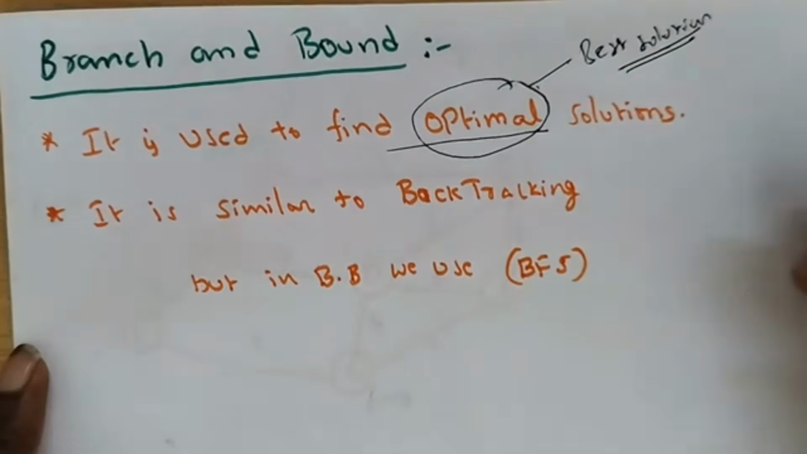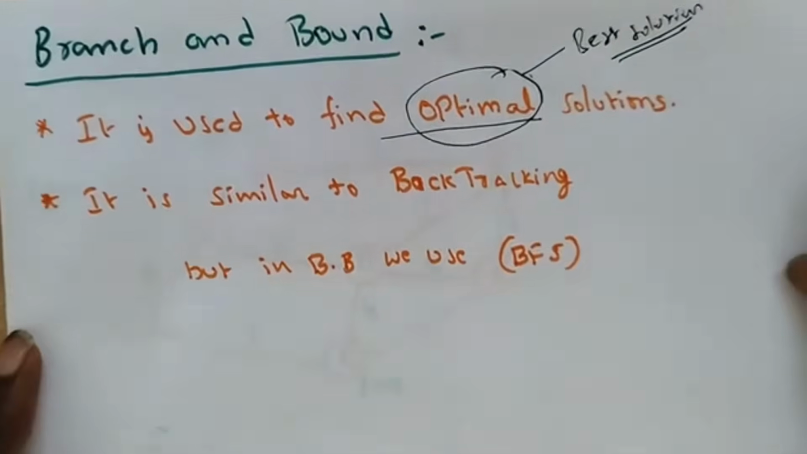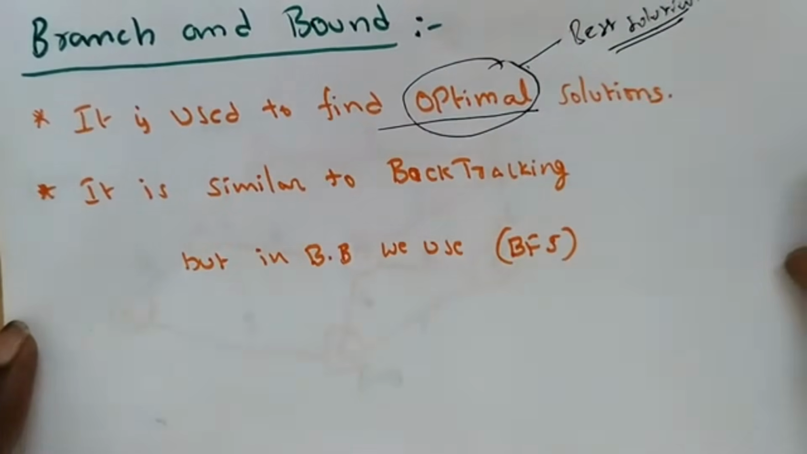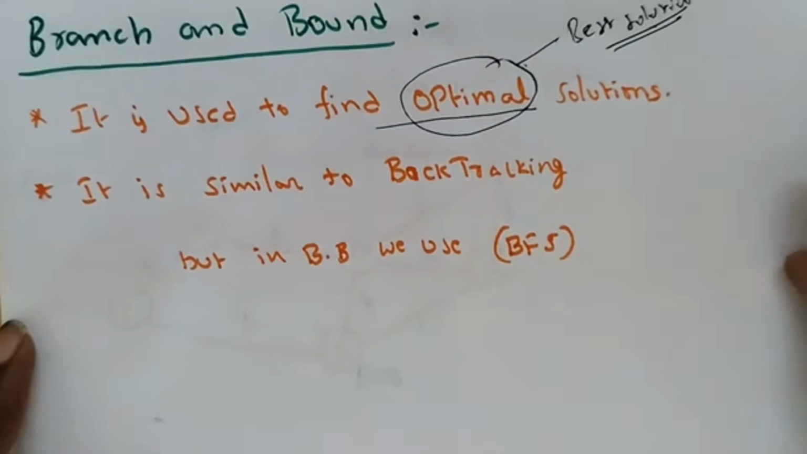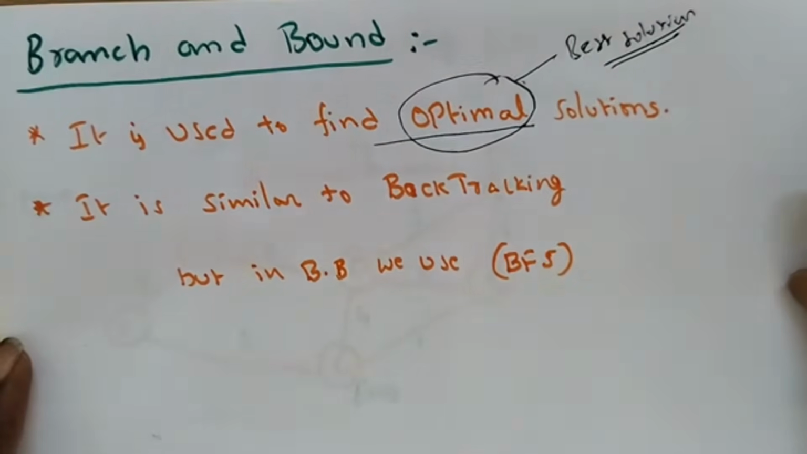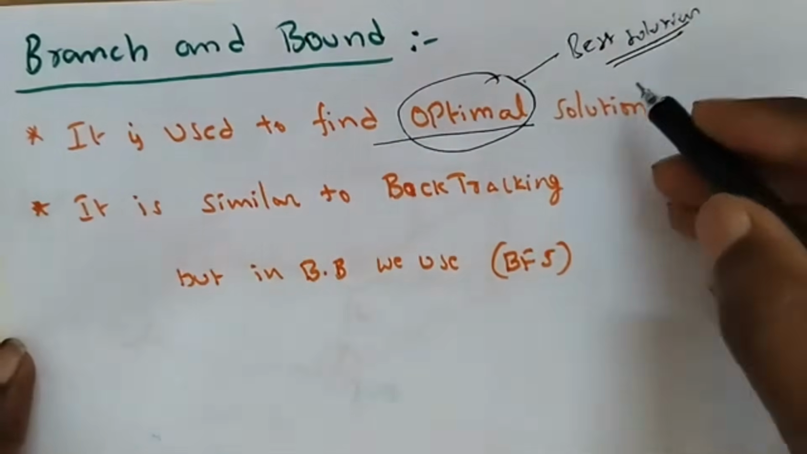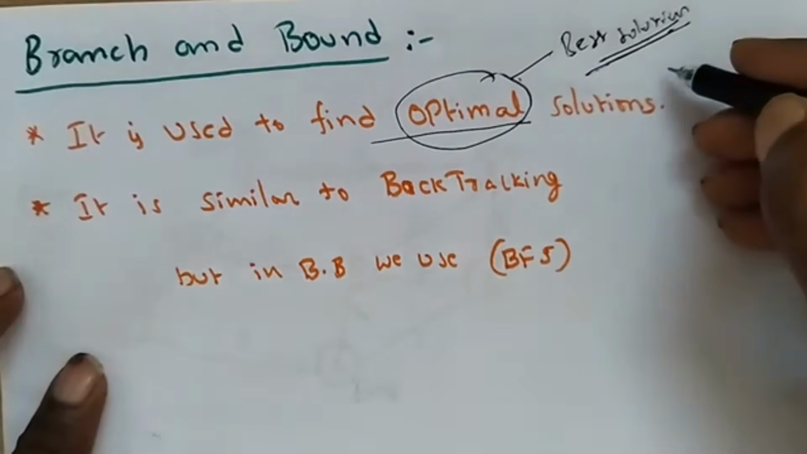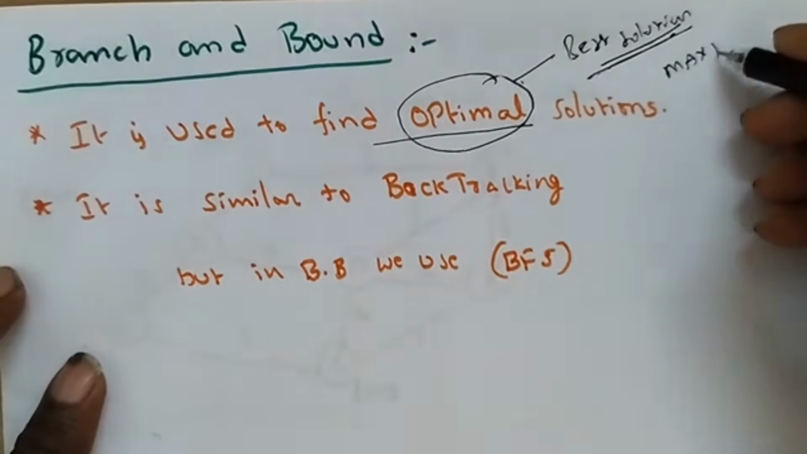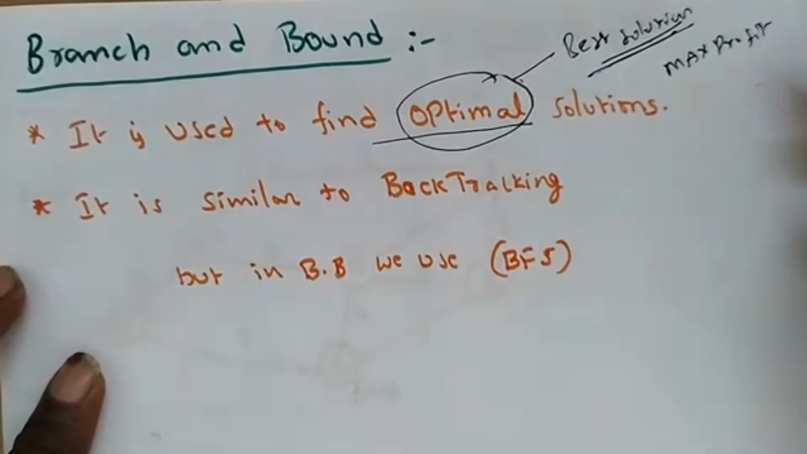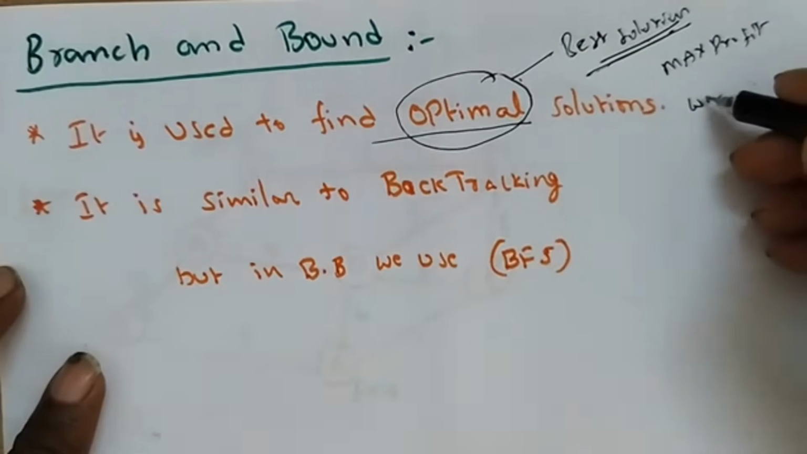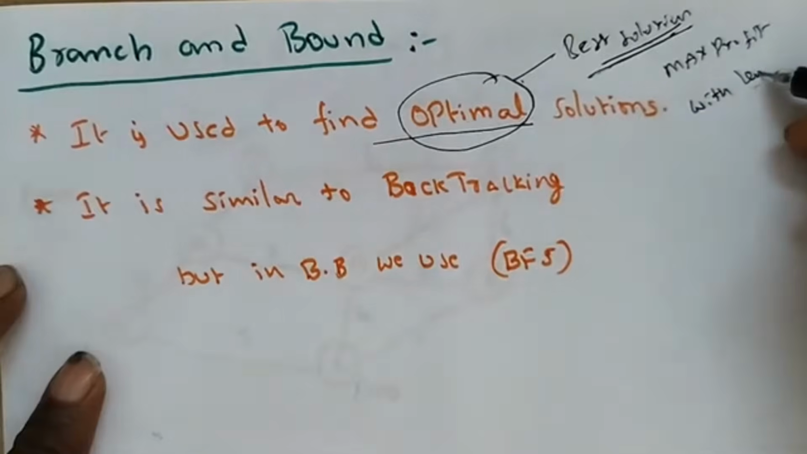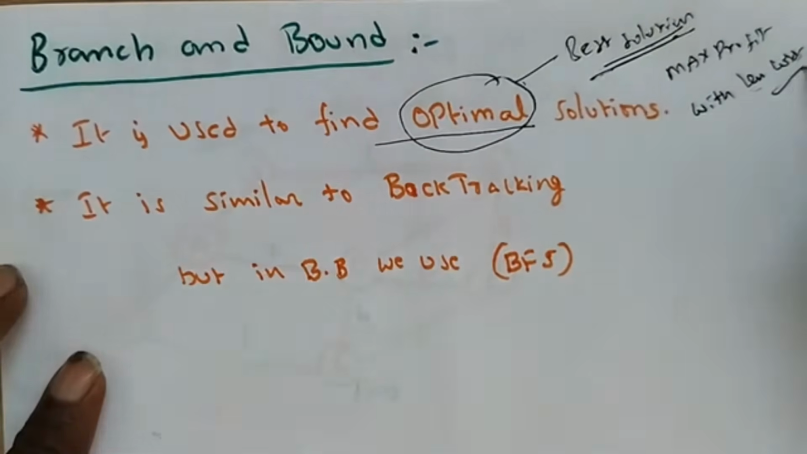Here we will get best solutions like maximum profit with less cost. For example, your aim is either minimum or maximum. You have to find either the minimum value or the maximum value. In those cases, optimal solutions will give the best solutions. For example, if your aim is to get the maximum profit with less cost, this is the best solution.